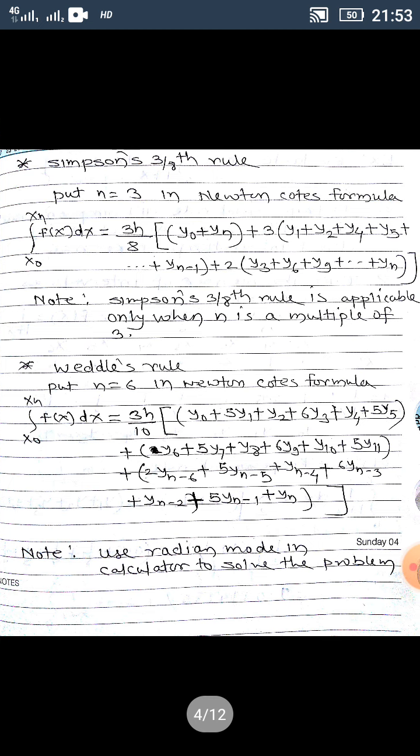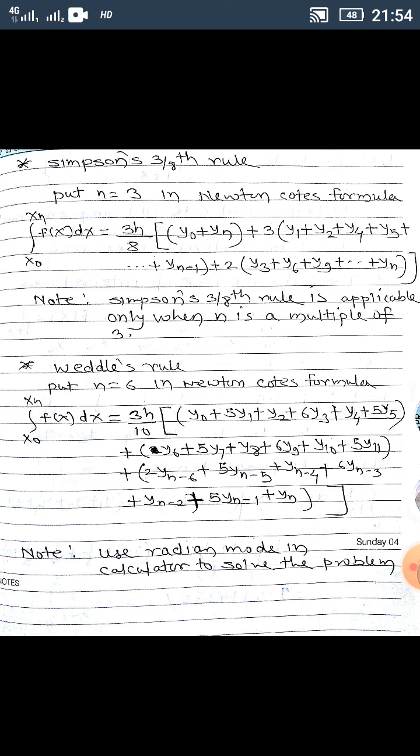Next, Simpson's 3/8 rule. Putting n is equal to 3 in the Newton-Cotes formula, we get the integral from x0 to xn of f of x dx is equal to 3h by 8 of y0 plus yn plus 3 times y1 plus y2 plus y4 plus y5 plus so on up to yn minus 1, plus 2 times y3 plus y6 plus and so on. Here yn is nothing but a multiple of 3. So Simpson's 3/8 rule is applicable only when n is a multiple of 3.